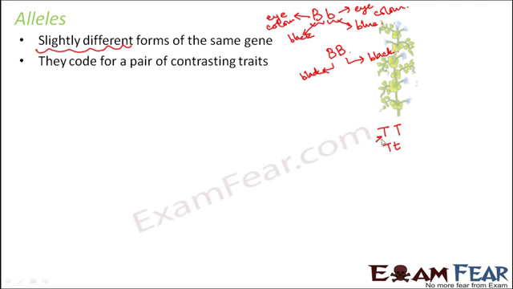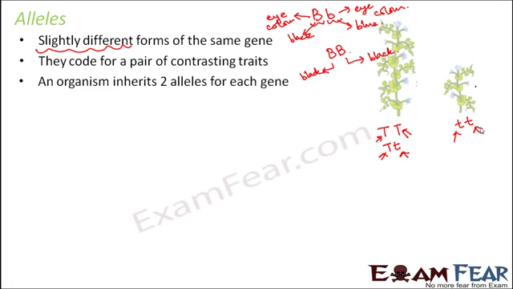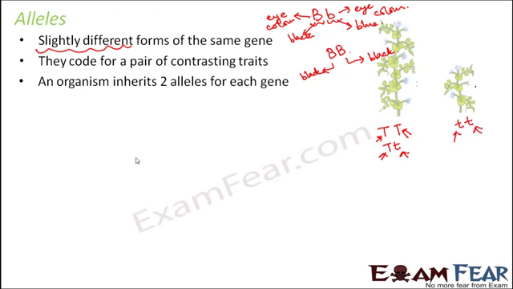So T and T are alleles of each other. Similarly, t and t are alleles of each other. If you talk about a dwarf plant, you can represent it like this, and these both are alleles of each other. So an organism inherits two alleles for each gene. Every gene will have two alleles. One allele from the paternal side, one allele from the maternal side. So it is something like this.